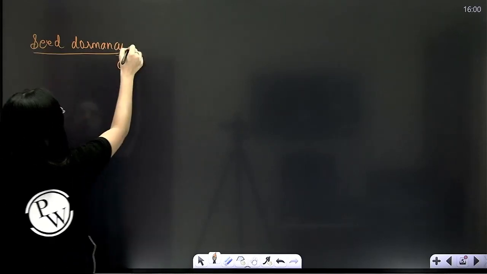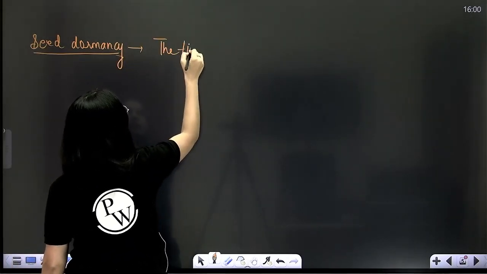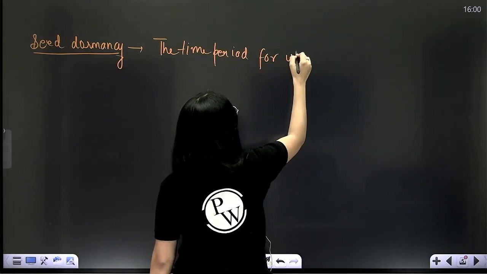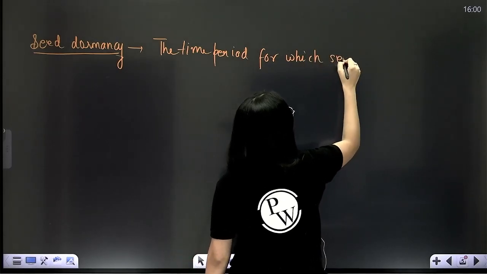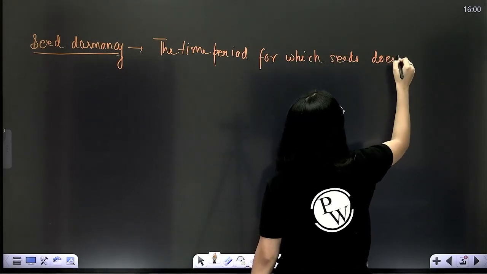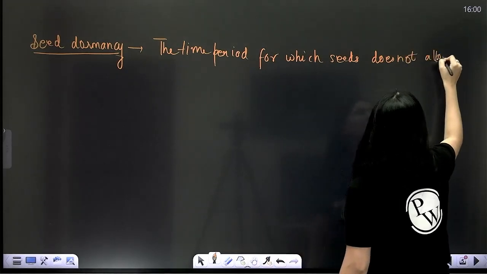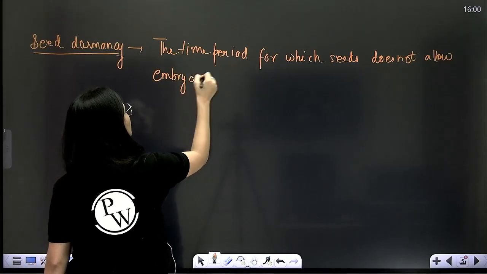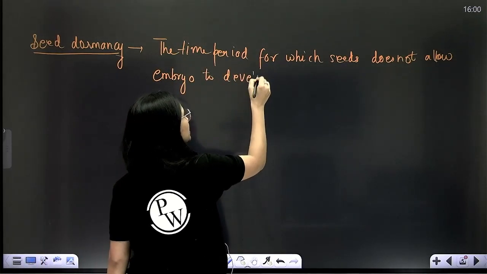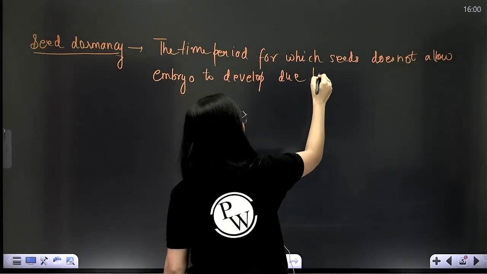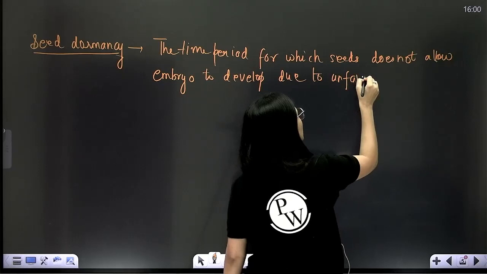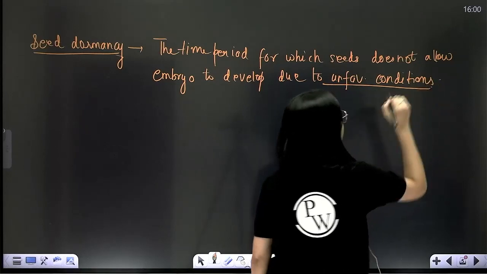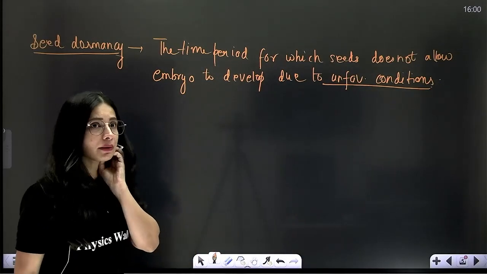Now what is seed dormancy? The time period for which the seed does not allow the embryo to develop. And what is the reason? Due to unfavorable conditions. Right? Now, seed dormancy is highly variable.